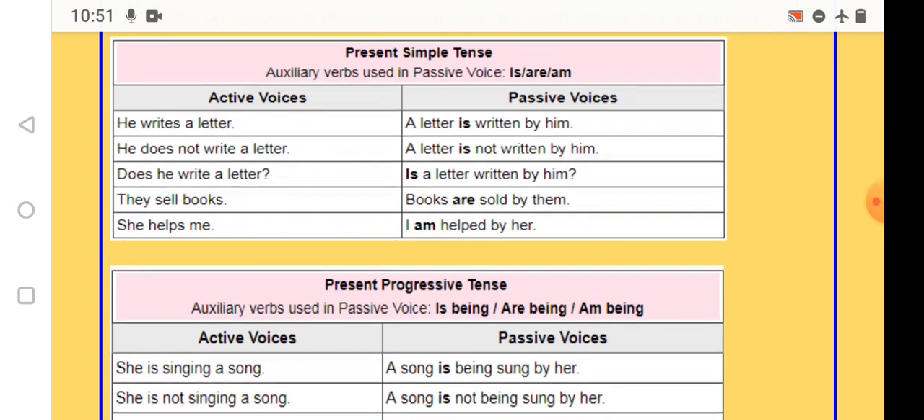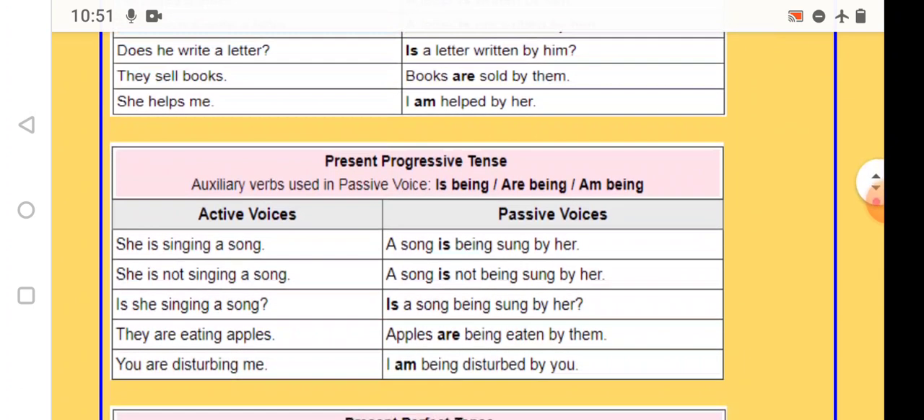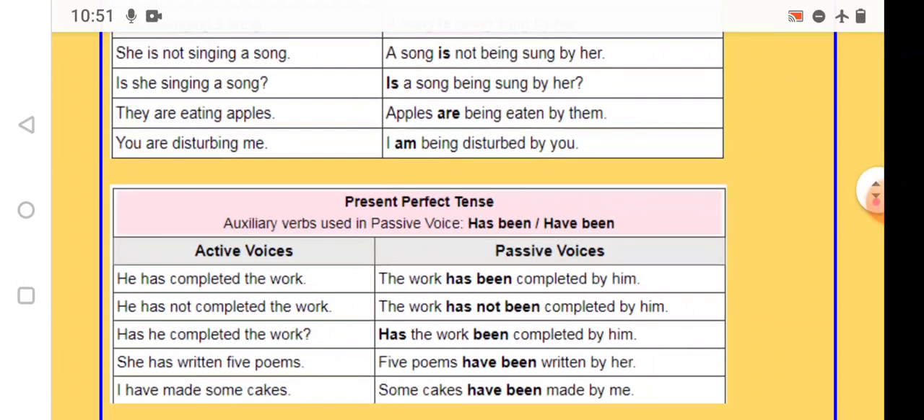In the present progressive tense or present continuous tense, auxiliary verbs used in passive voice are is being, are being, am being. For example, in active voice, she is singing a song. In passive voice, a song is being sung by her. She is not singing a song. It is changed into: a song is not being sung by her. Is she singing a song? Is a song being sung by her? They are eating apples. Apples are being eaten by them. You are disturbing me. I am being disturbed by you.